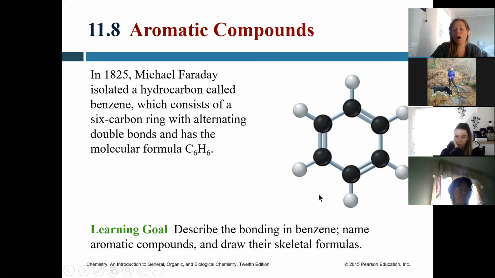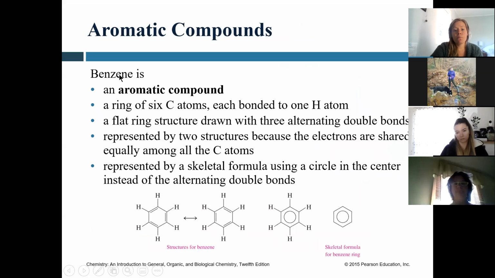This benzene ring is so common that it gets its own name, right? Benzene. We don't call this 1,3,5-hexatriene. We just call it a benzene ring. Michael Faraday discovered this. He was a super smart dude, did a lot of crazy stuff. So benzene is an aromatic compound.